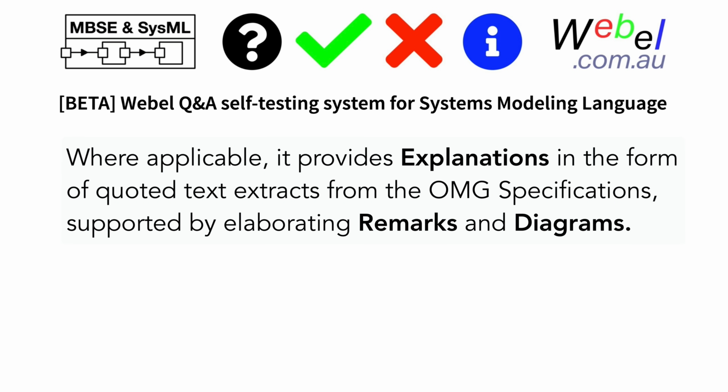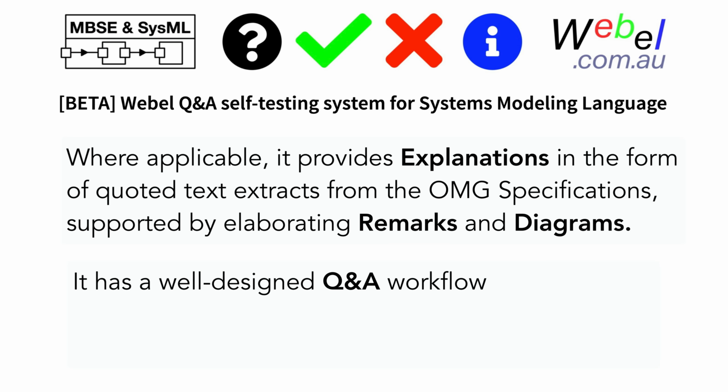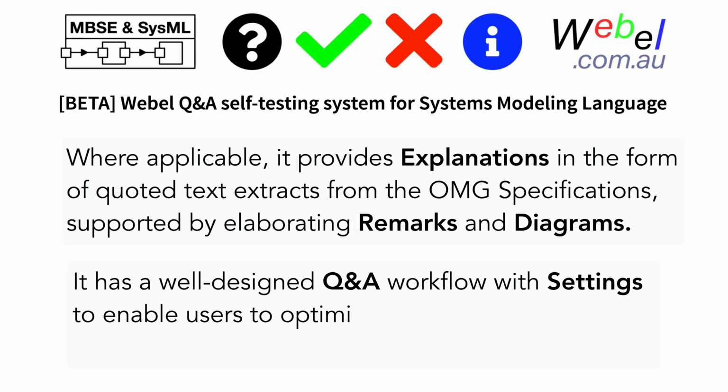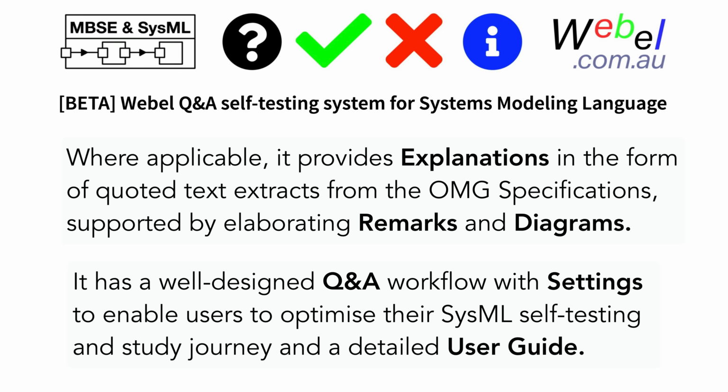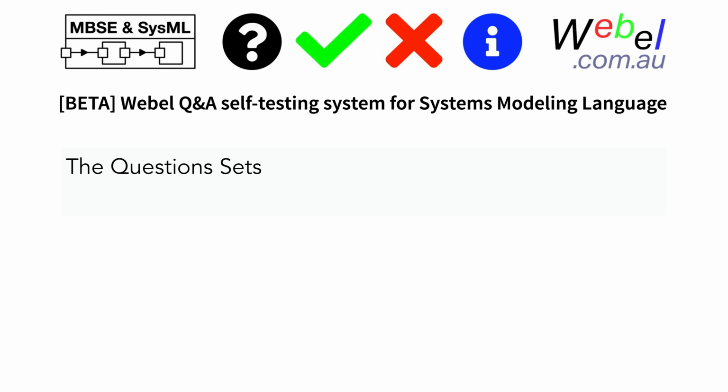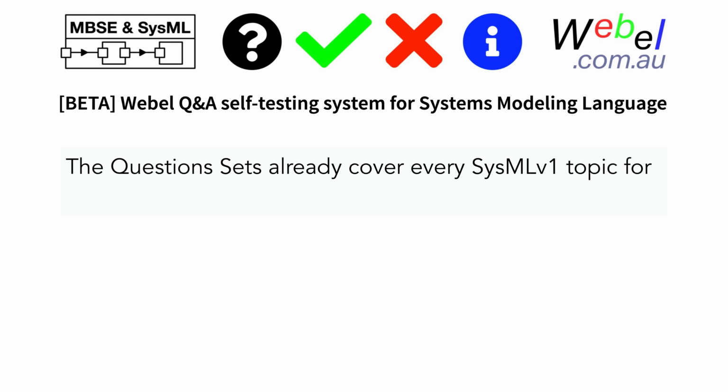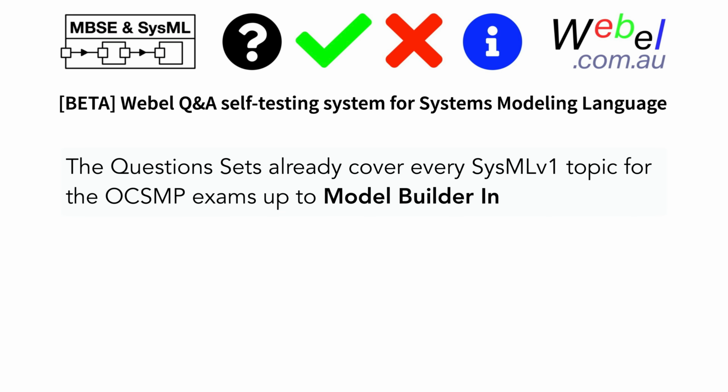Where applicable, it provides explanations in the form of quoted text extracts from the OMG specifications, supported by elaborating remarks and diagrams. It has a well-designed Q&A workflow, with settings to enable users to optimize their SysML self-testing and study journey and a detailed user guide. The question sets already cover every SysMLv2 topic for the OCSMP exams up to Model Builder Intermediate.